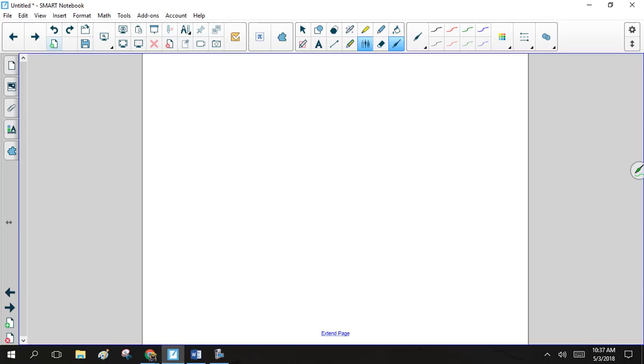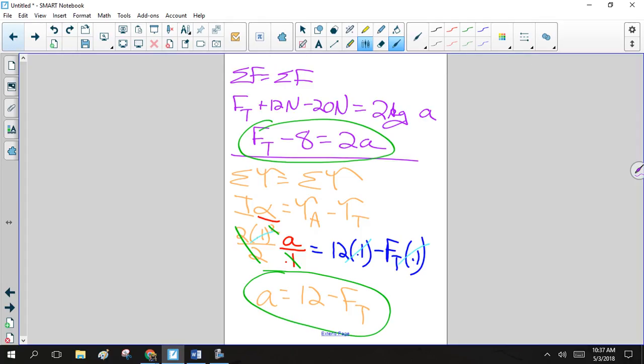Part C says calculate the angular speed of the disk after 3 seconds. I want to know the angular speed after 3 seconds, right? Well, I just found my acceleration. Is everybody okay with solving this? I guess I can tell you the answers. So if you solve this, the acceleration turns out to be 1.3 meters a second squared, and the tension turns out to be 10.6 repeating newtons.